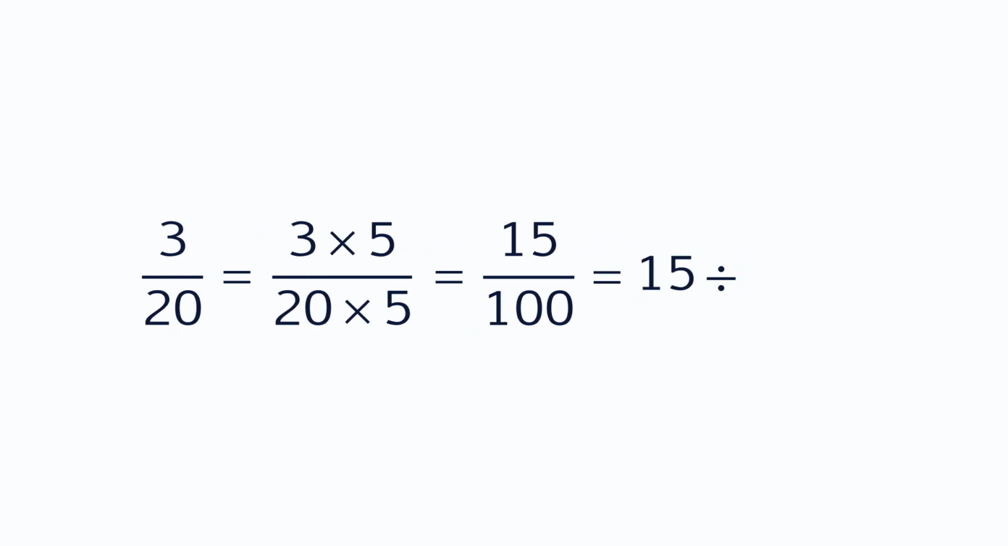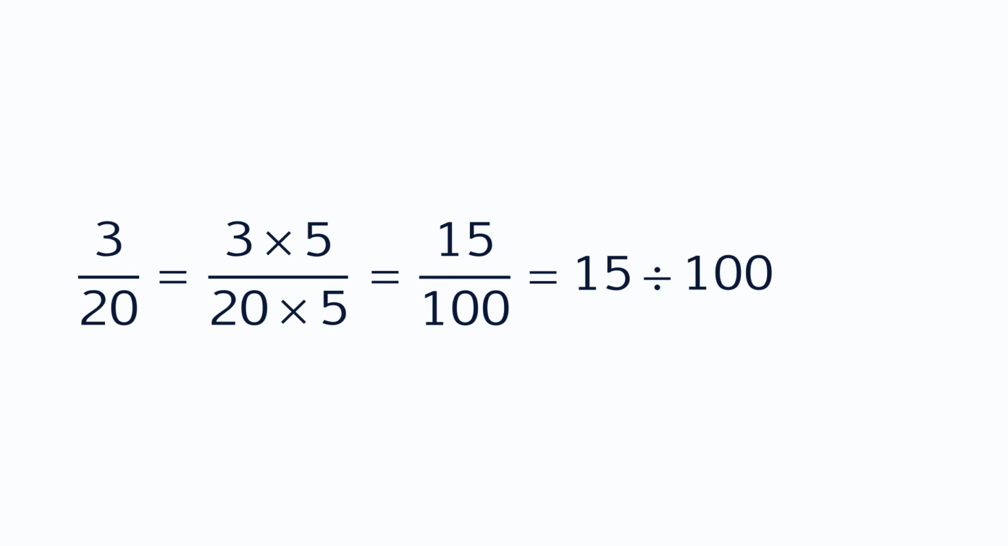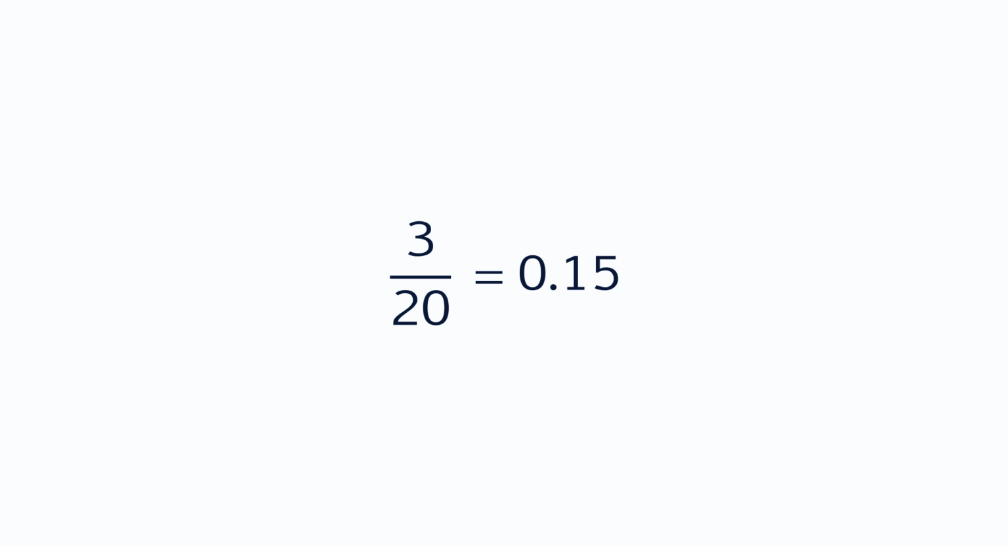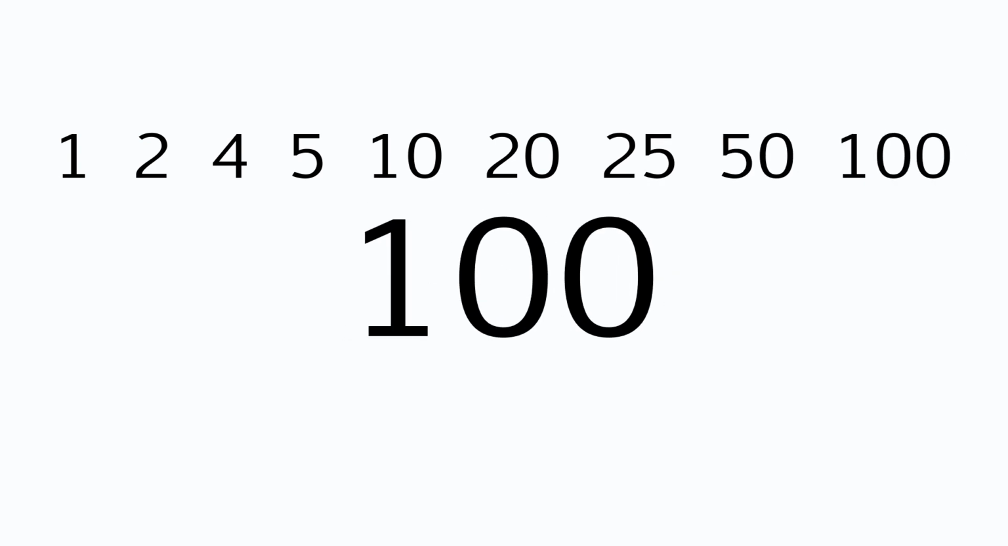You know that when you divide by 100, you move the decimal point 2 places to the left. Remember that there is an invisible decimal point after the ones place, and also that there is an invisible 0 in front of the whole number. So 15 divided by 100 is 15.0 divided by 100, which is 0.15. There you go. It's important to understand that this method only makes sense when the denominator you're working with is a factor of 100. Now let's go over the second method.